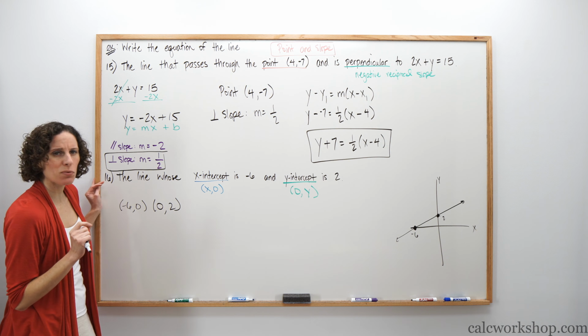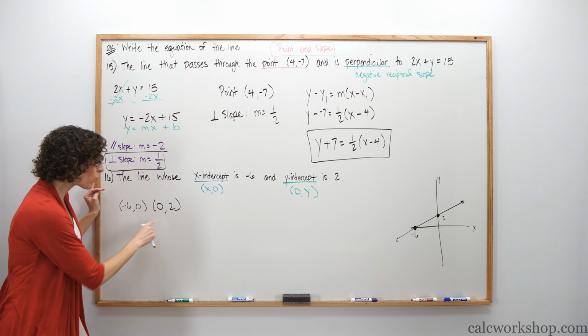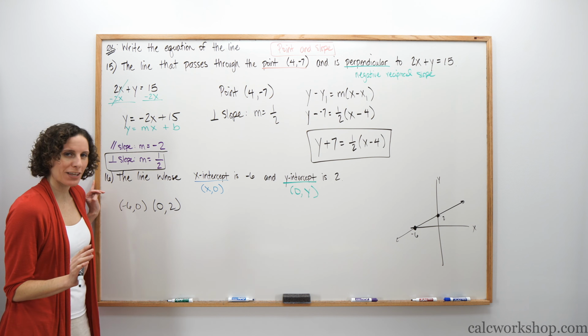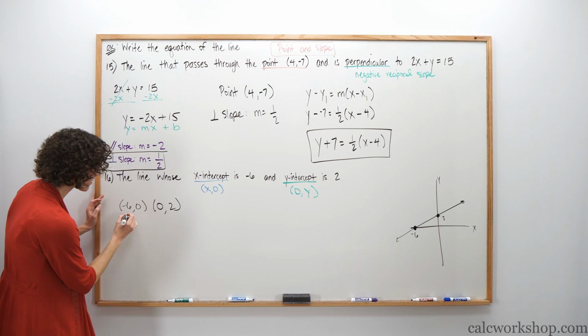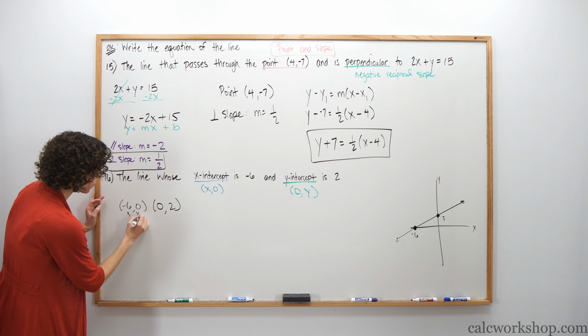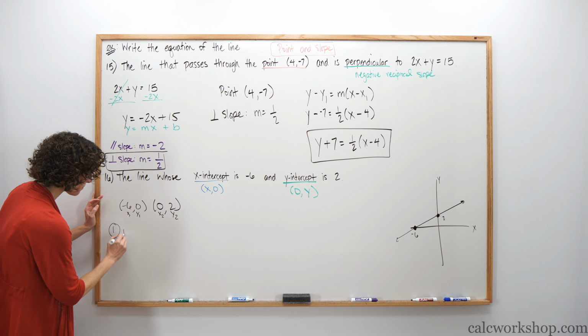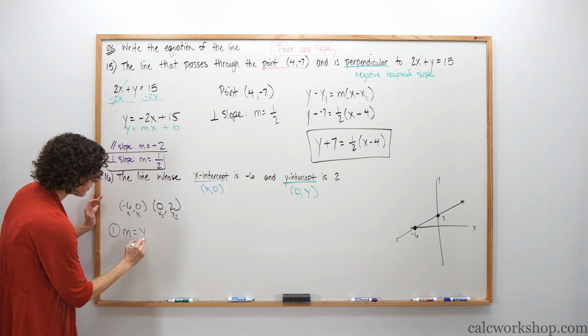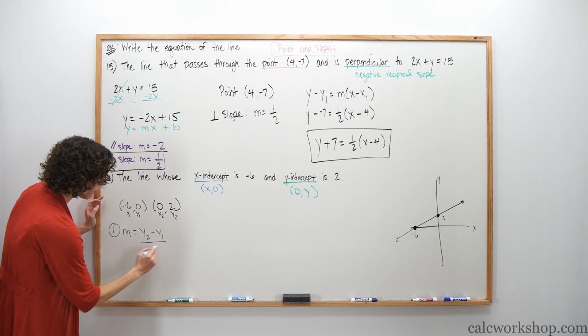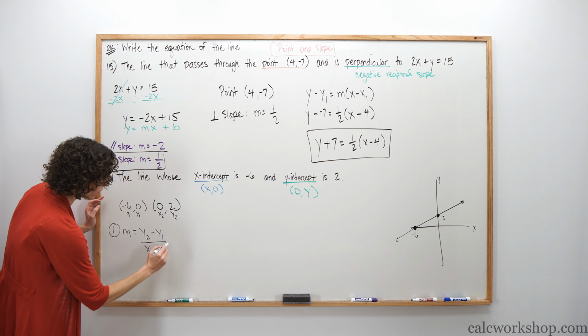Hey, they were super sneaky, weren't they? They actually gave you 2 ordered pairs. Oh, we know how to write the equation of a line when we're given 2 ordered pairs. Here's x1, here's y1, here's x2, and here's y2. Step 1, find the slope: y2 minus y1 over x2 minus x1.